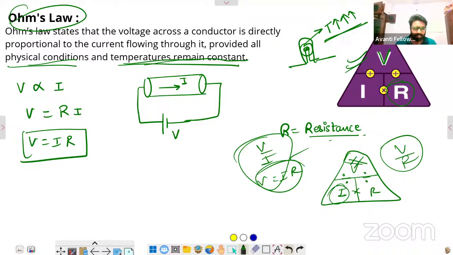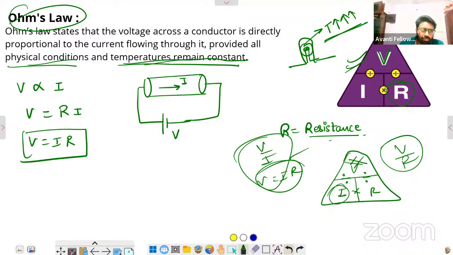Clear? Clear everyone? You won't forget this triangle, will you? Everyone will remember, right? Sneha, Bhagat, very good Sneha. Okay. Is it really helpful? This triangle is really helpful. Okay. Is it clear to everyone? All of you are not responding. That is very sad. Okay.